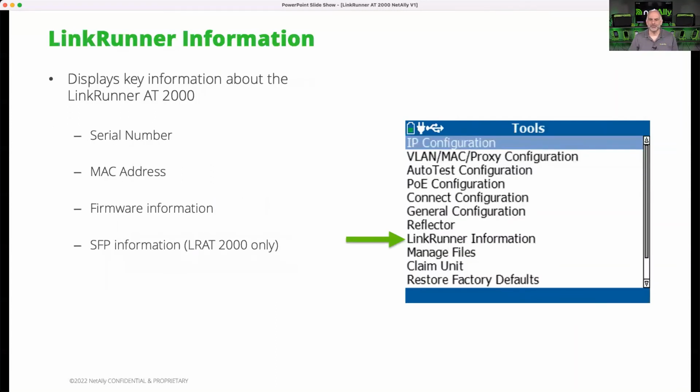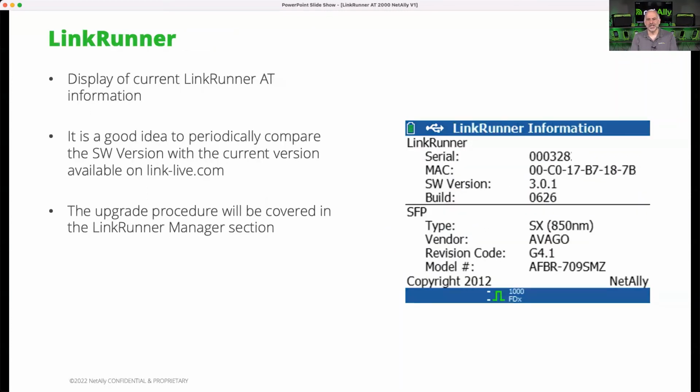LinkRunner information. This gives us some information about our LinkRunner. It's going to give us our serial number, our MAC, our software version, our build. And in this case, it's going to tell me some information about the SFP. This is the SFP I have in there. It's a 1000BASE-SX SFP, multi-mode. A little bit of info, but what we see is that this particular SFP gave us our optical signal strength. So that's a pretty good little SFP to use.